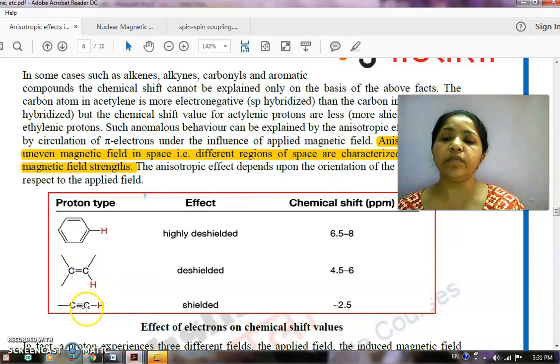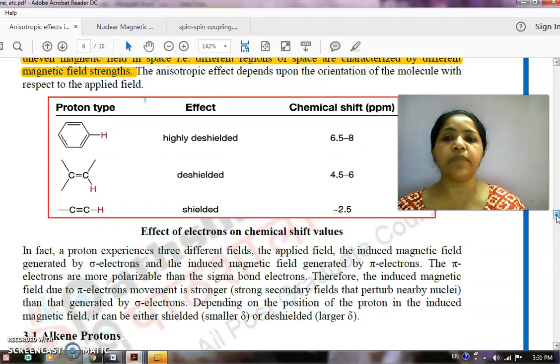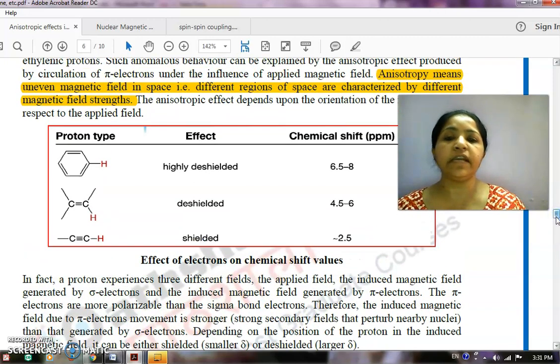So even though it has more electronegativity, it has a lesser delta value than this one. Otherwise, from our earlier discussion, if the electronegativity is more, the proton gets more de-shielded and the delta value is high. This is rather contradictory to our explanation in the previous classes. Now, what is the result? This can be explained only with the concept of anisotropy, which means uneven magnetic field in space.